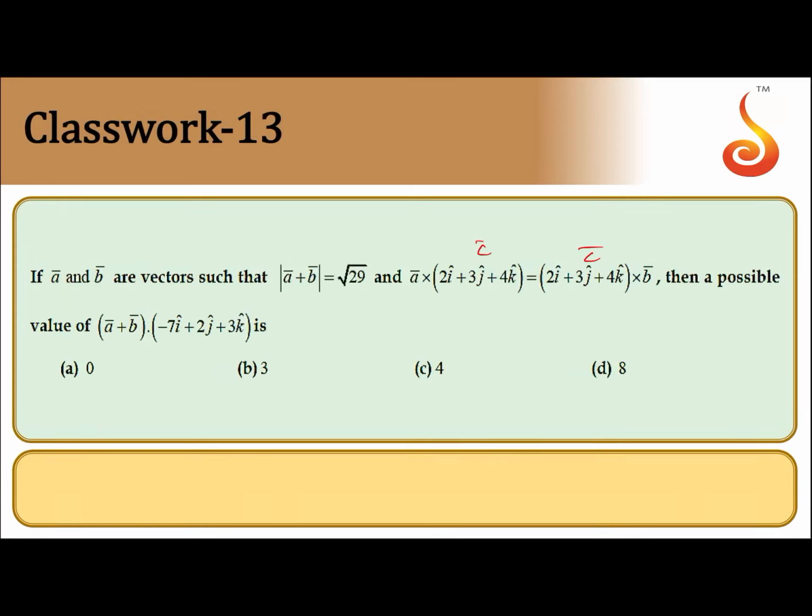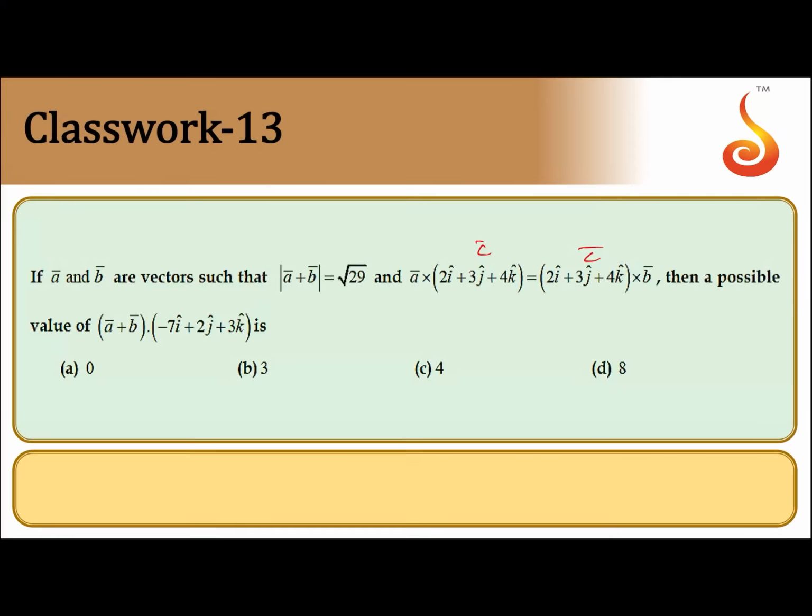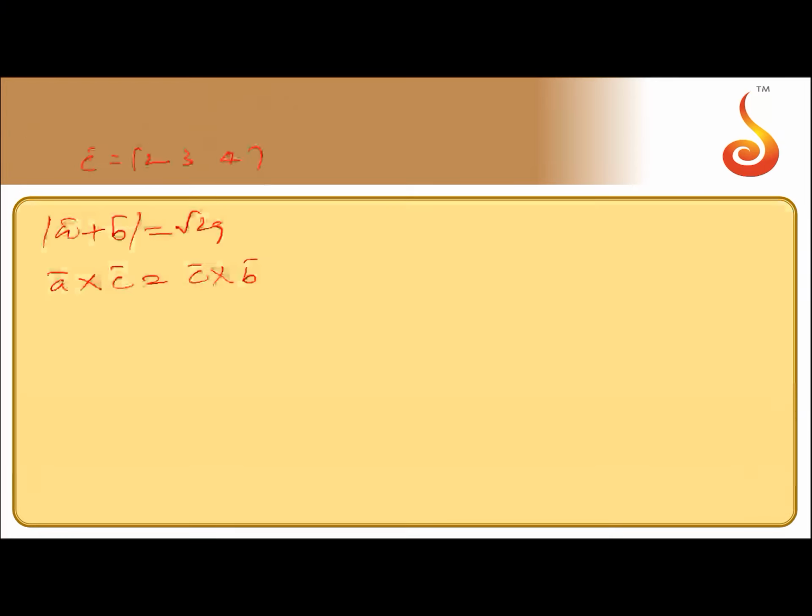Okay, I assume that this is a C vector. C is nothing but 2, 3, 4. A cross C is equal to C cross B is given to you. So why don't you rewrite this one? A cross C, can I write minus of B cross C?